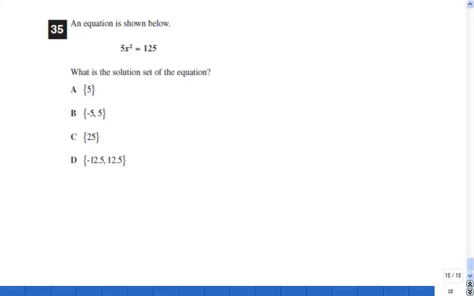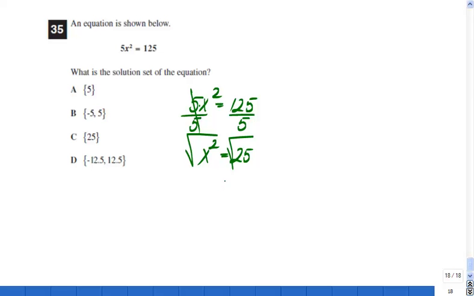Well, let's start with the given equation: 5x squared equals 125. Because I need to find x, I'm going to divide both sides by 5. 5 divided by 5 is 1, so x squared equals 125 divided by 5, that's 25. If you take the square root of that, x could be plus or minus the square root of 25, or you may say plus or minus 5, right?